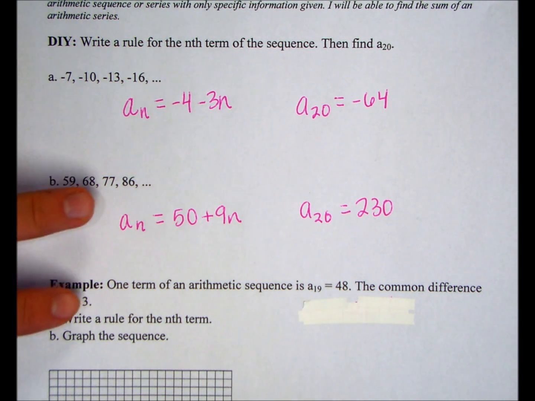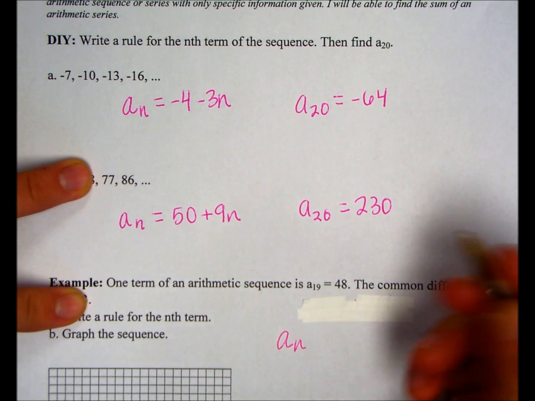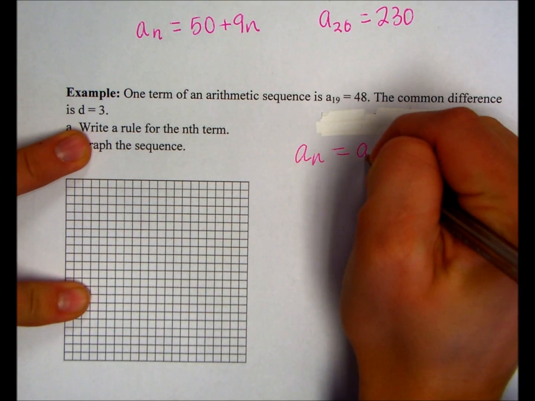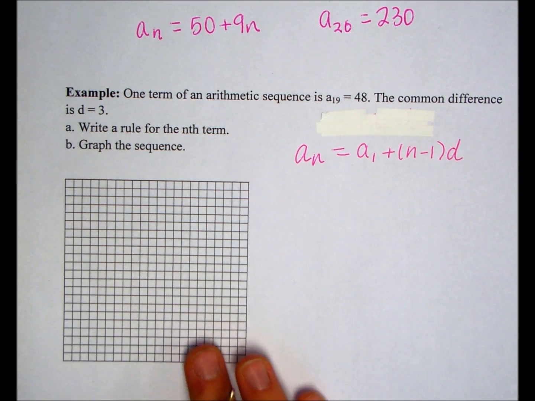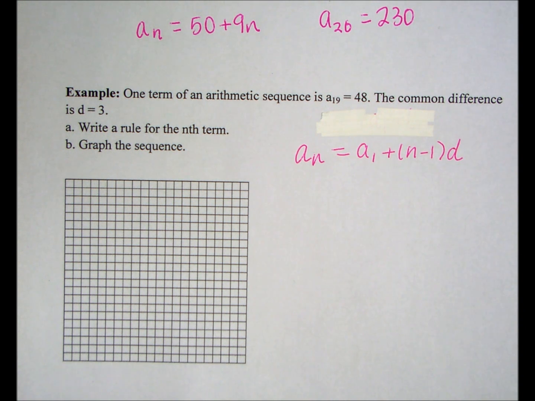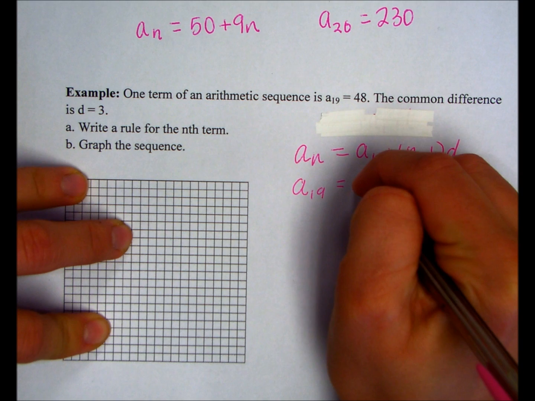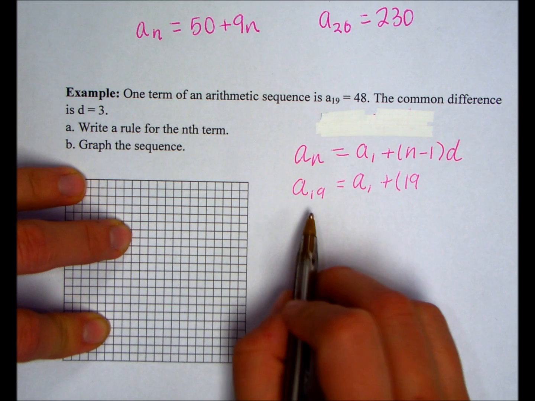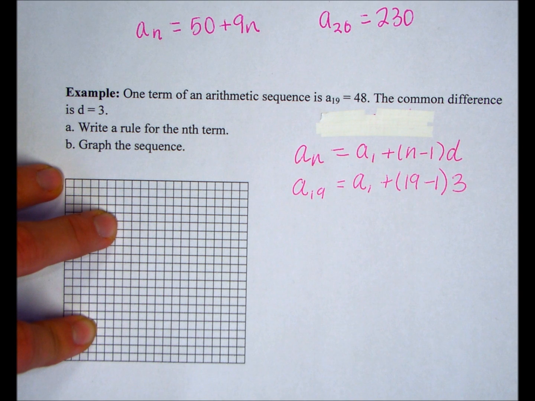Well, I know that my generic rule for arithmetic sequences is a sub n equals my first term plus n minus 1 times d. This time they don't tell me my first term, but I can plug in what they do tell me. So I can take this a sub 19 equals a sub 1. I don't know what my first term is. I know here I'm talking about n is 19 minus 1, and they tell me my d is 3.